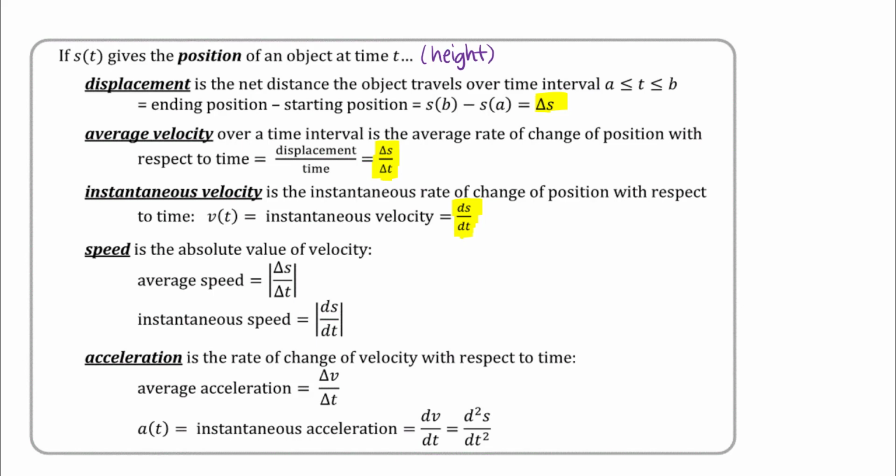Speed is related to velocity. Speed is something you can think about as you're driving or running or walking, but speed is just the absolute value of the velocity. Velocity could be negative. Speed won't be negative. And then acceleration is the rate of change of velocity. So we can have an average acceleration, which would be a change in velocity between two values over a time interval, or an instantaneous acceleration, that's the derivative of the velocity function or the second derivative of the position function.